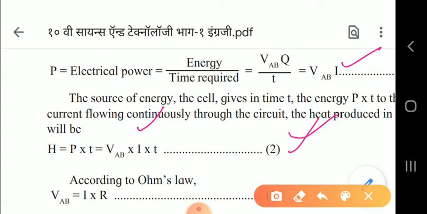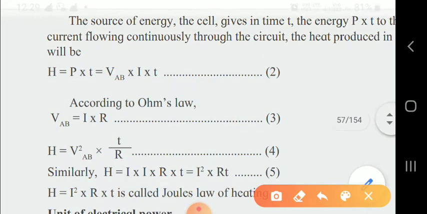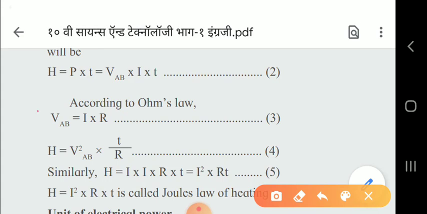Now what is Ohm's law, children? That already you have studied, in ninth standard. VAB is equal to I into R. I is the current, R is the resistance. This is the third equation. So H will be equal to V square AB into T upon R. That is the fourth equation.